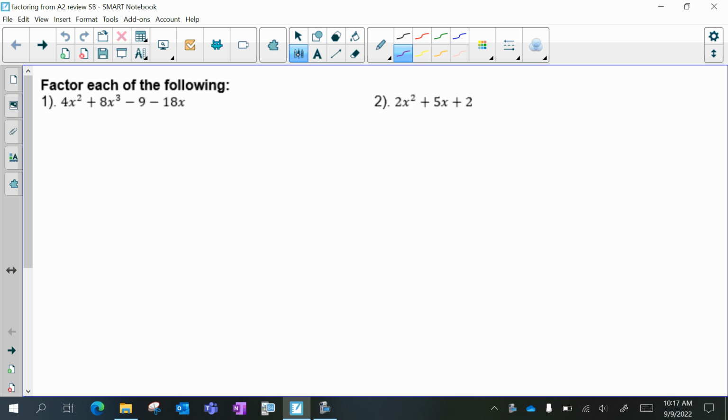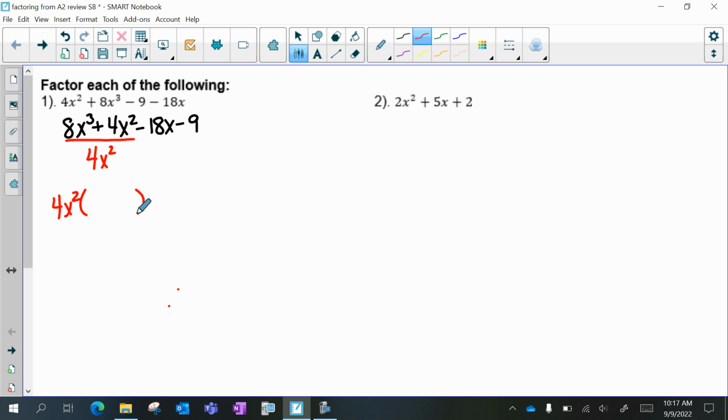So we have 8x cubed plus 4x squared minus 18x minus 9. Make sure that when you're reordering it, that you keep the signs with the appropriate terms. Usually we try to group 2 by 2, so I always start with that first. These two terms both can be divided by 4x squared, so that goes on the outside.